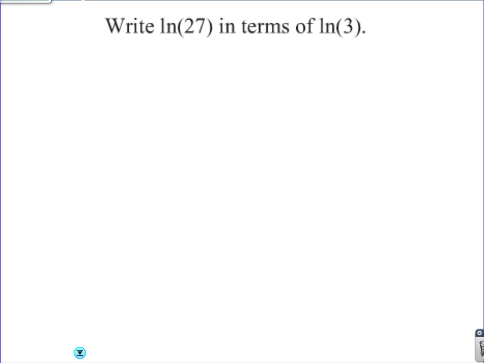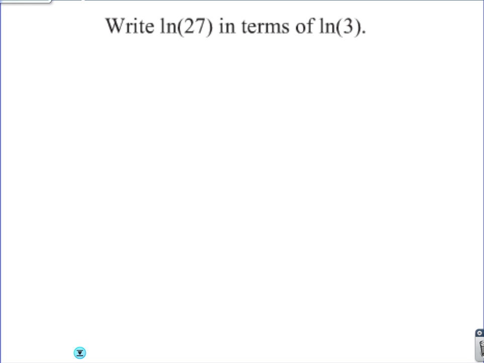Rewrite log 27 in terms of log of 3. Rewrite natural log of 27 in terms of natural log of 3. Let's just say I have memorized what the natural log of 3 is, and I have a basic calculator. I don't have a scientific calculator, so I can't type it in. So how could I find out what the log of 27 is?